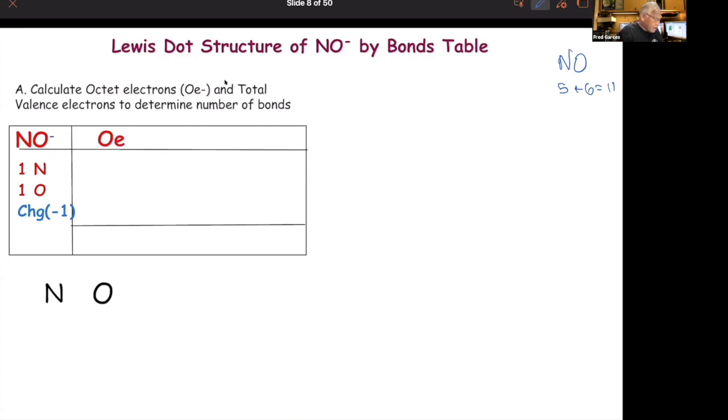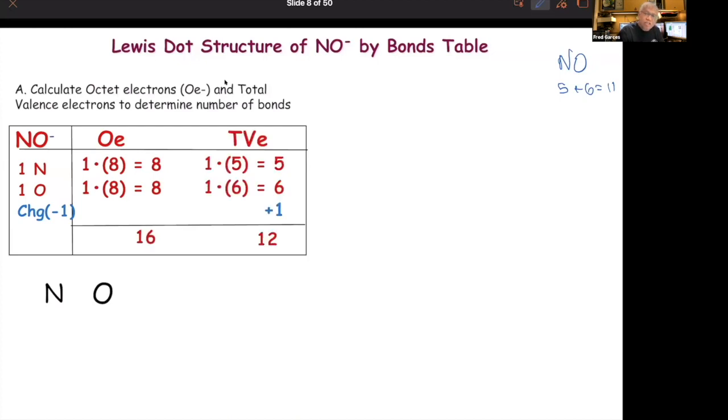Octet electron is going to be 8 and 8, that's 16. Total valence electrons is going to be 5 from nitrogen, 6 from oxygen, and then 1 extra electron because of the charge. The charge means that you have 1 more extra, so you have to add 1 to that column. Don't subtract it, okay, because electrons are negatively charged. So if it's -1, you add 1. If it's -3, you add 3.